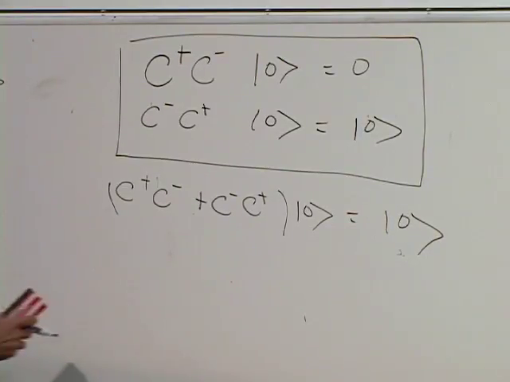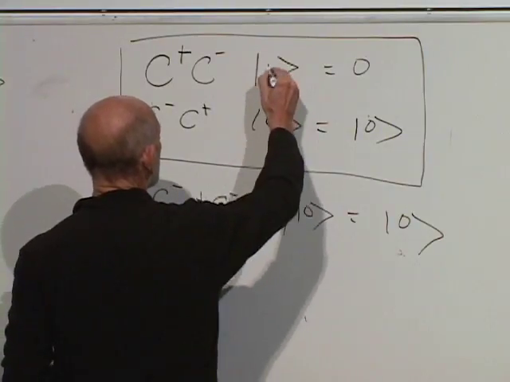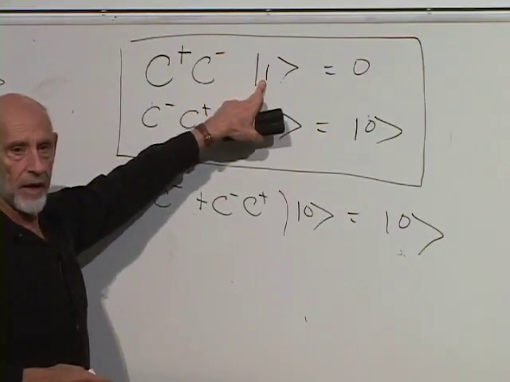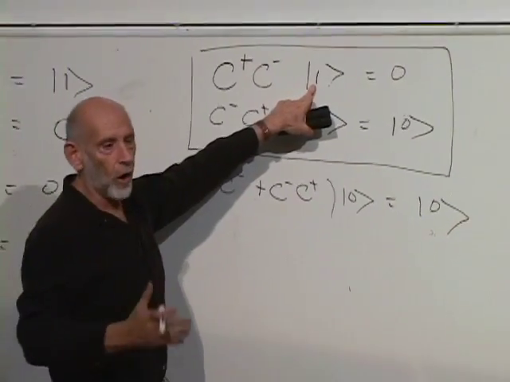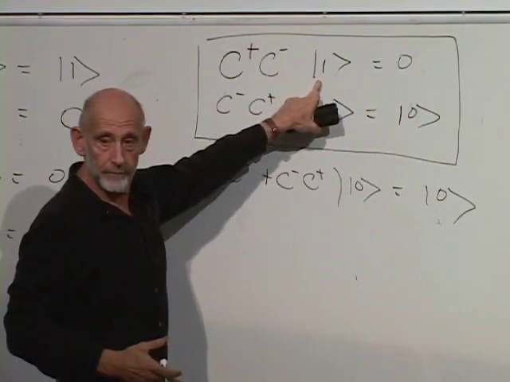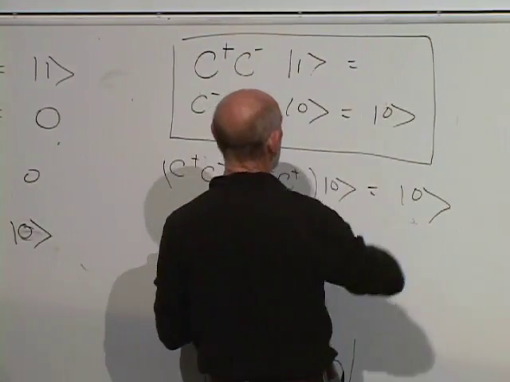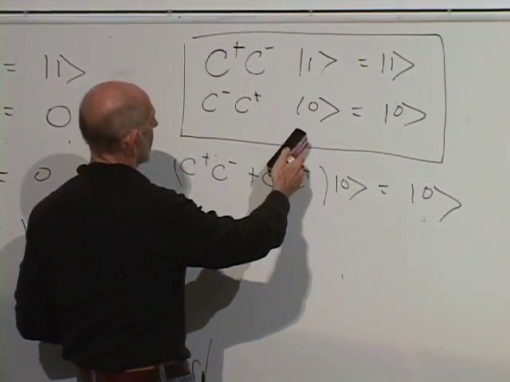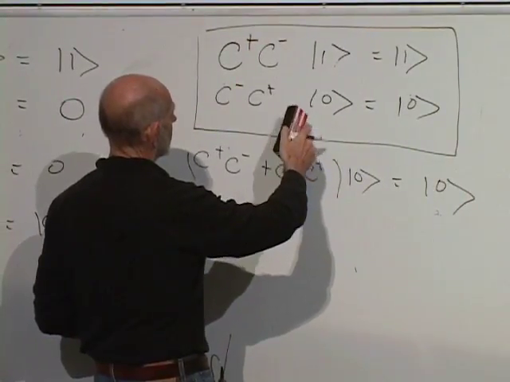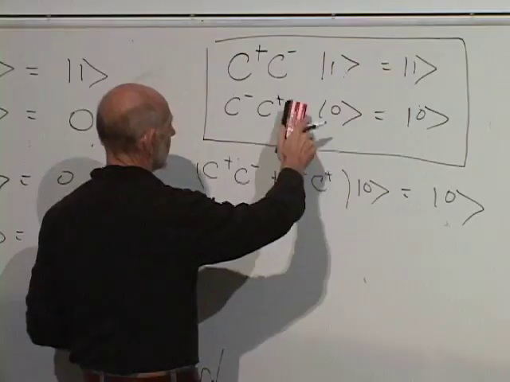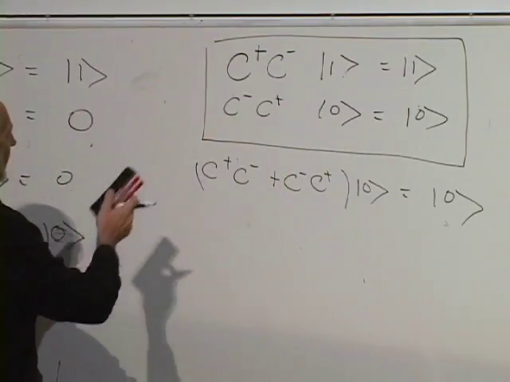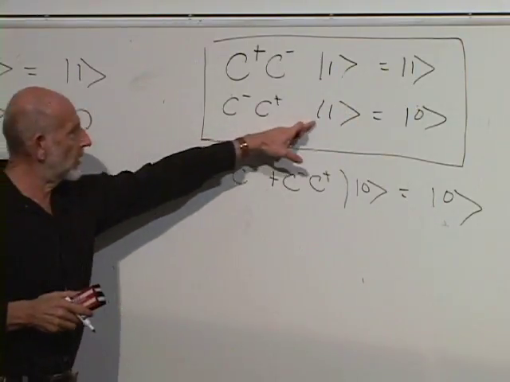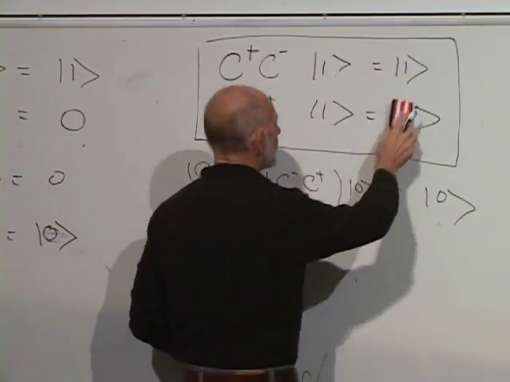All right, let's now do the same thing acting on 1. What is C minus C plus acting on 1? Well, C minus, when it acts on 1, takes the particle away and leaves O, the vacuum. And then C plus puts it back, right? So this gives 1 back again. What does C plus C minus give when it acts on 1? Zero, because we can't add another particle to one that's already present if it's a fermion. So this is zero.